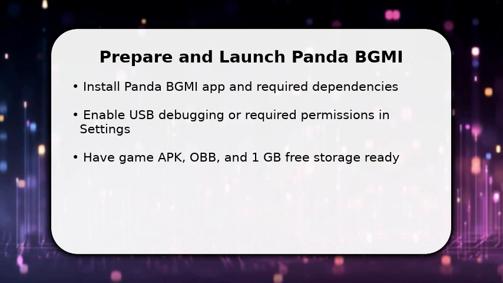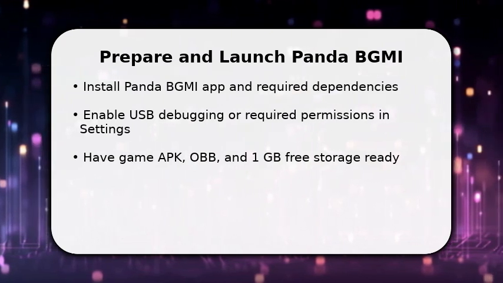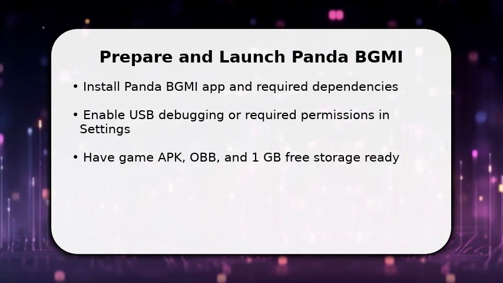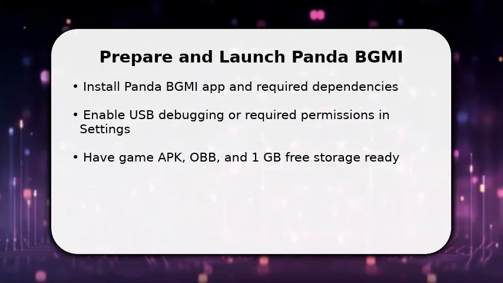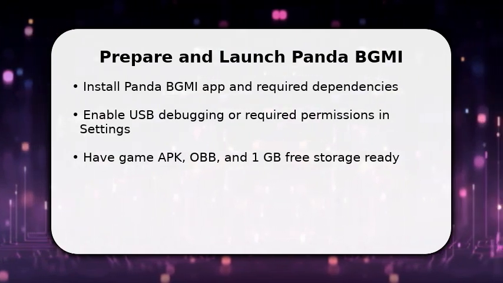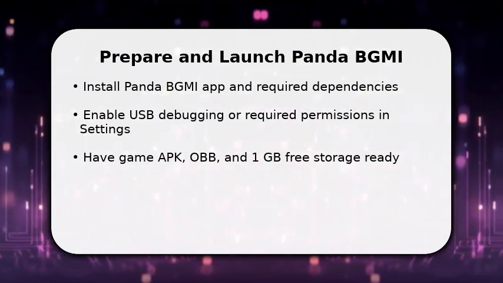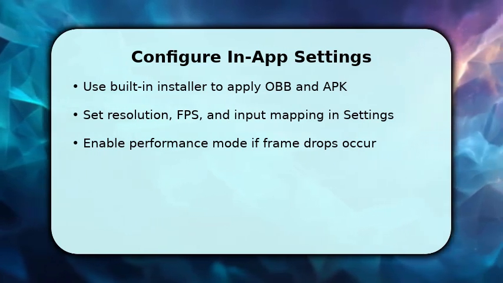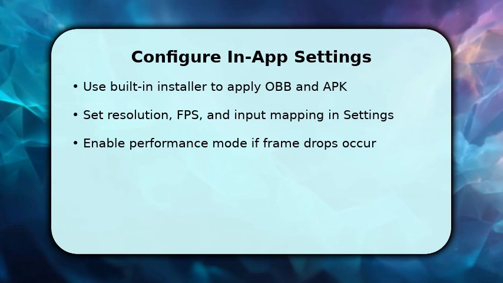Make sure the Bgmi APK and OBB are already downloaded to your device and you have at least 1 GB free. Now open Panda Bgmi and tap Install to begin transferring files. This kicks off the automated setup process. Once the installer finishes, go straight to Panda's settings to configure resolution and FPS to match your device.